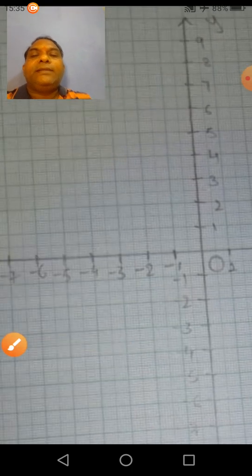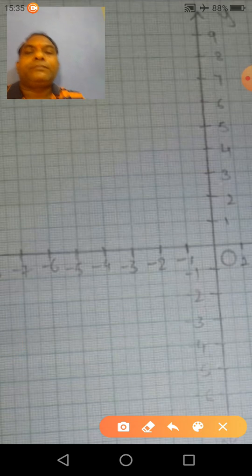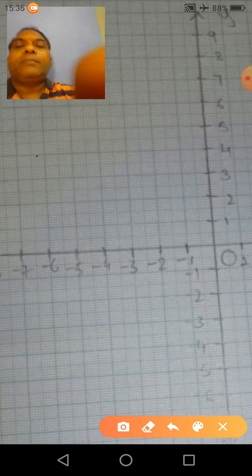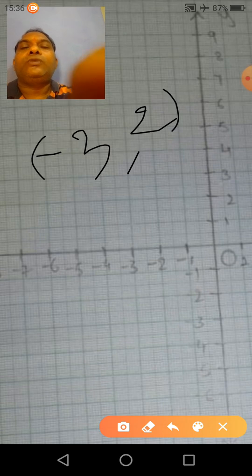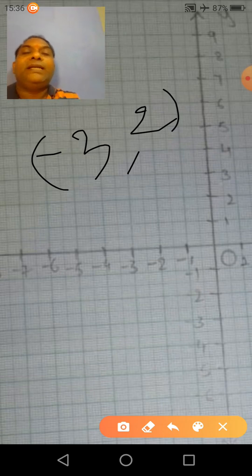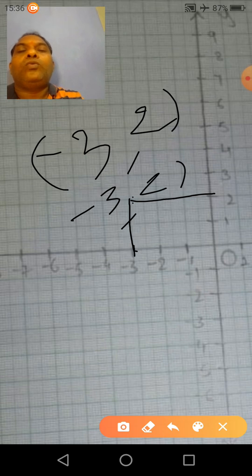See again a point, suppose (-3, 2). Clear? You have to plot. So -3 means x coordinate is -3. So -3 this one, and y coordinate is 2. So this one. Clear? This will be (-3, 2). Clear?